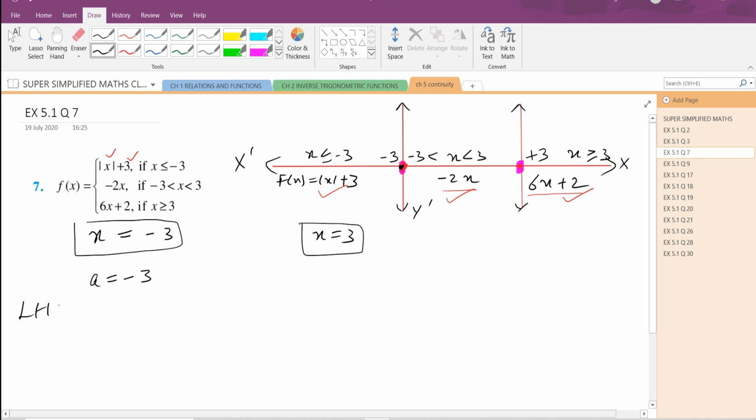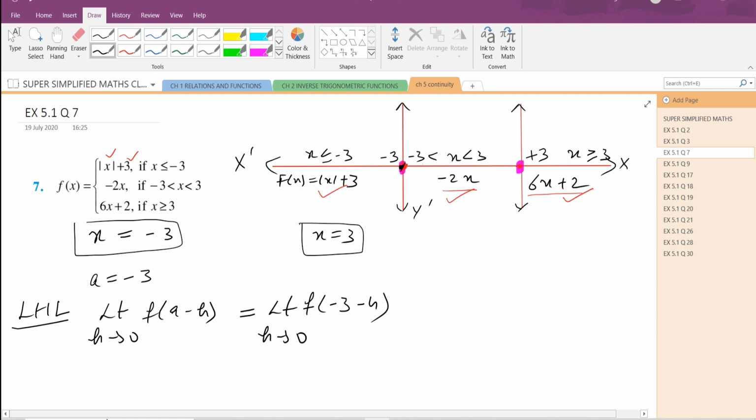Now we find out the left hand limit, which is equal to limit h tends to 0 of f(a minus h). To find f(a minus h), I replace a by minus 3, so I get f(minus 3 minus h). Now let me show you how I get the value of f(minus 3 minus h). So this is my rough work. First I have to decide what is f(x) for the left of minus 3. You can see this is the point minus 3 and this area is the left of minus 3, and here the function is mod x plus 3. So f(x) is mod x plus 3.